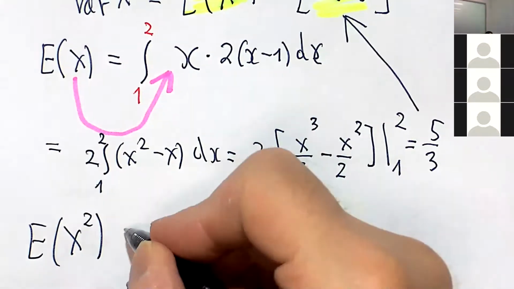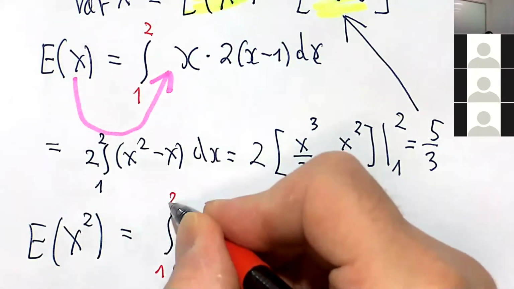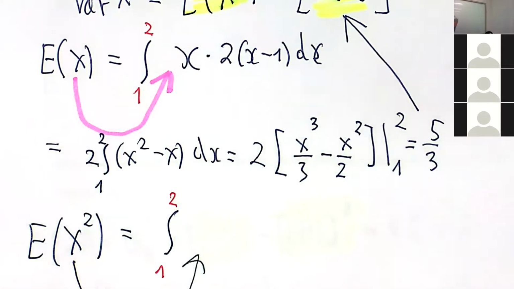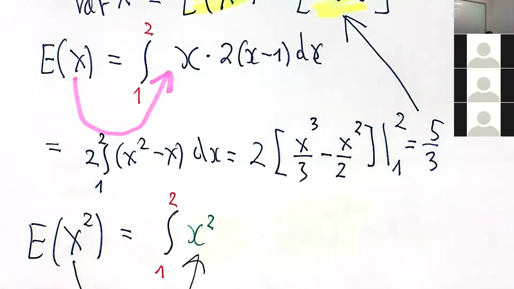So this is equal to the integral, and this integral goes again from 1 to 2. Now plug in whatever is in the parentheses, with the small letter x squared, and multiply by the probability density function. What is the probability density function? Nothing else but the weight. It's the same thing as the probability, but unfortunately this is not probability, this is density. It can be larger than 1.